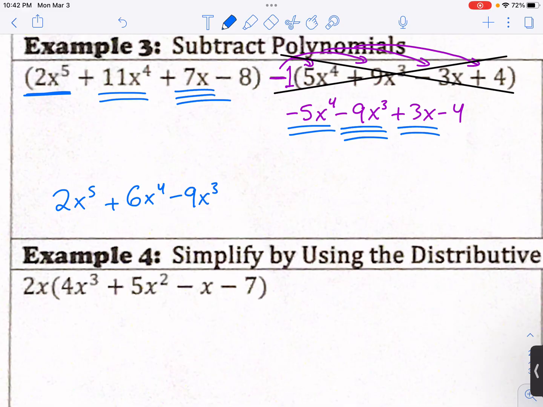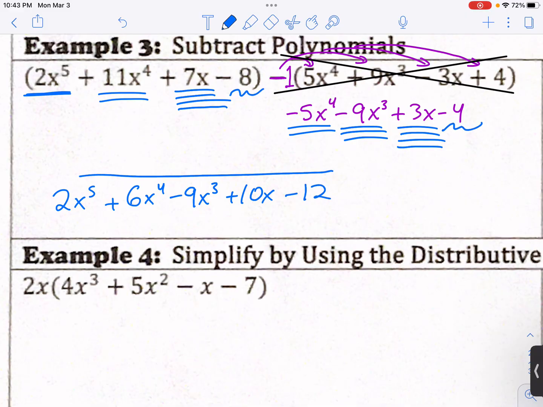Okay, now I'm on to x to the 4th. Oops, that's going to be my linear term. There is no squared term, so then I'm going to go 7 plus 3. I'm going to get 10x. And then -8 minus 4, that's going to give me -12.